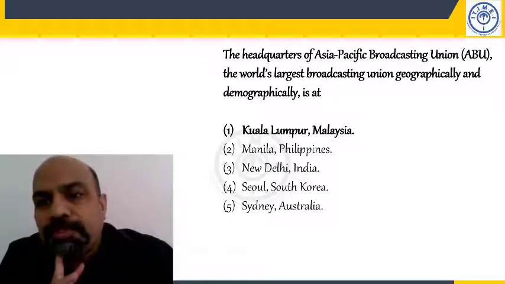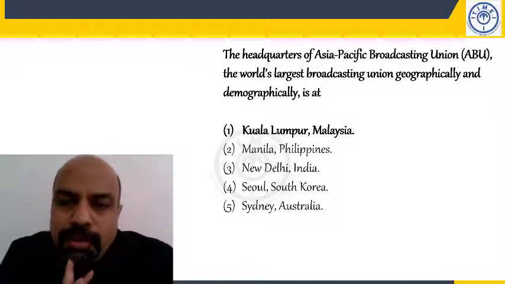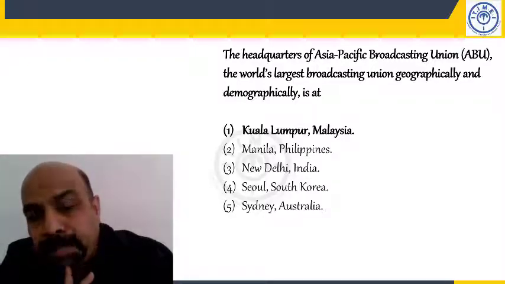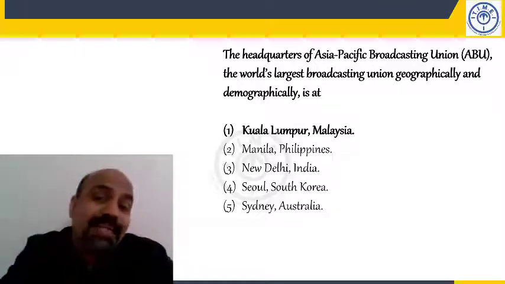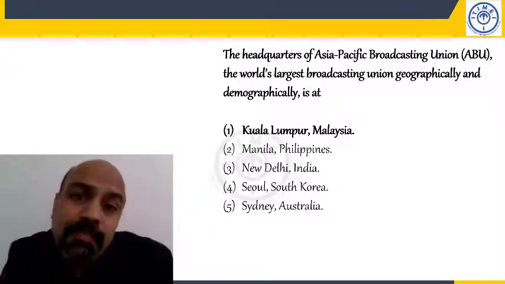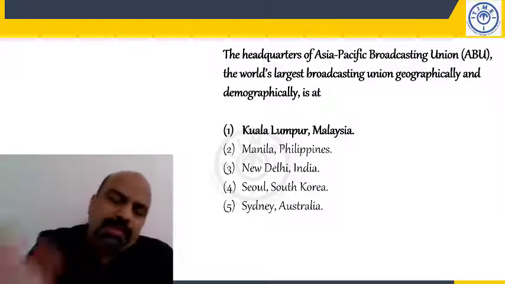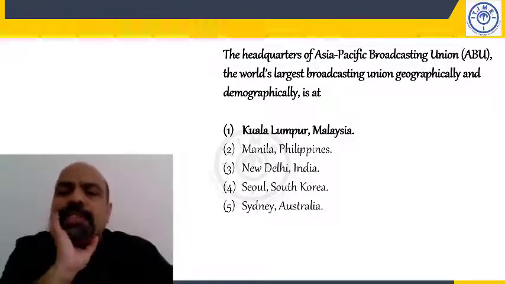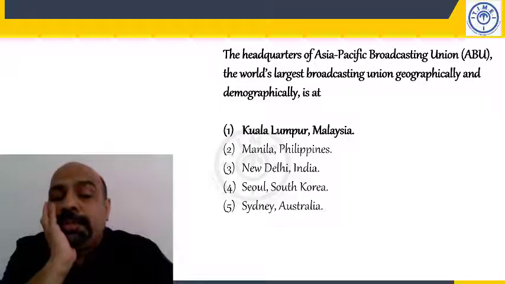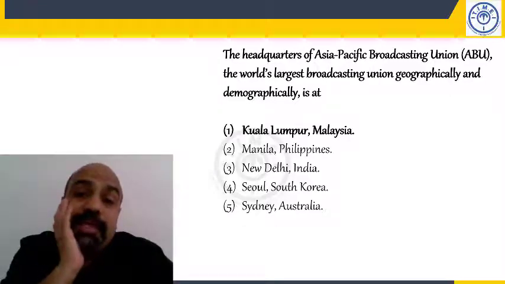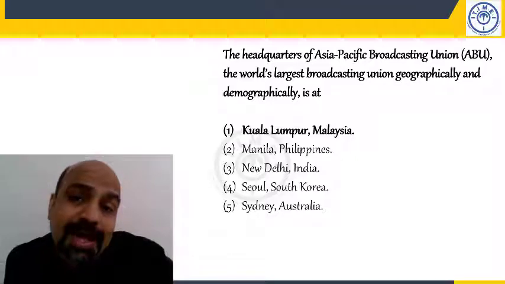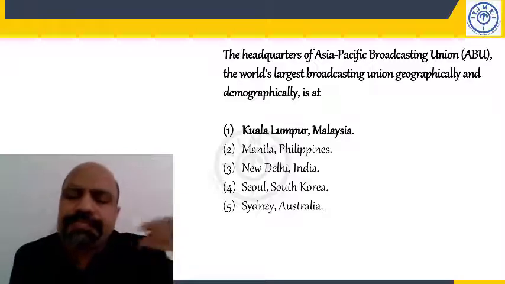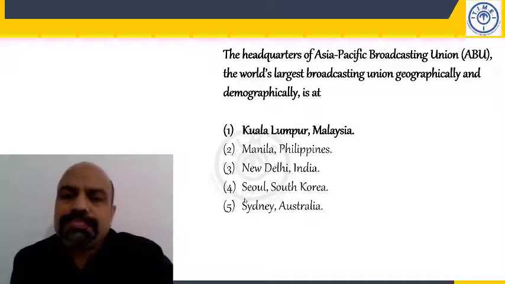The headquarters of the Asia Pacific Broadcasting Union is at Kuala Lumpur, which is the capital of Malaysia. It's one of the two capitals of Malaysia. Malaysia technically has another capital called Putrajaya. It is just outside Kuala Lumpur. So Manila is the capital of Philippines. These are all except Australia, because Sydney is not the capital of Australia. The capital is Canberra. Sydney is the largest city in Australia.